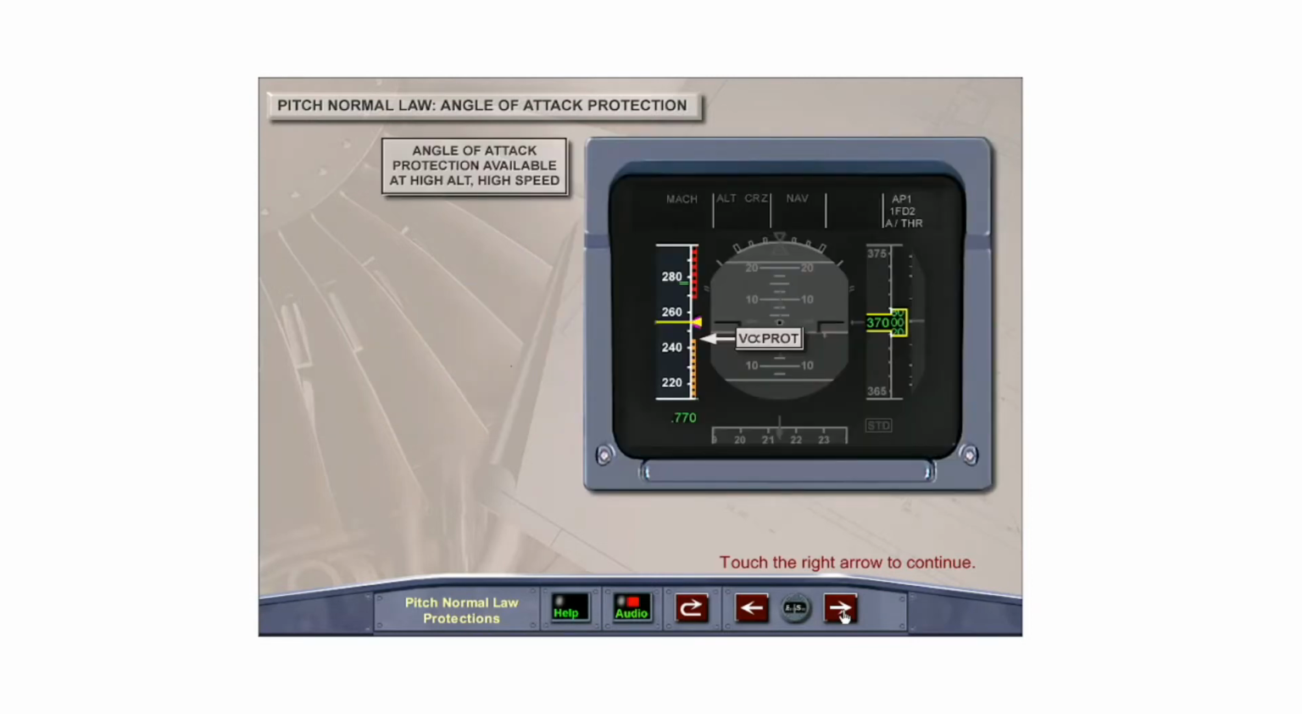Angle of attack protection is also available at high altitude and high speed, where it gives protection at the buffet boundary. At altitudes higher than optimum, for a given weight, the spread between alpha prot and actual aircraft speed can be quite small.